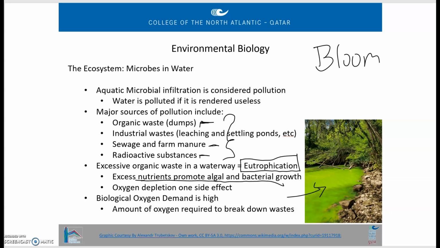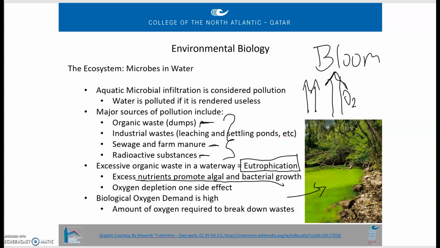Now, what happens in a bloom is we get populations of algae and bacteria increasing at a startling rate. And you can see the water there is really, really, really green. So there's a lot of different cells that are living in that water. Now, to have all of those cells in there, and they're all going to be respiring, they're all going to need oxygen, it's going to cause a massive demand on oxygen in that system.